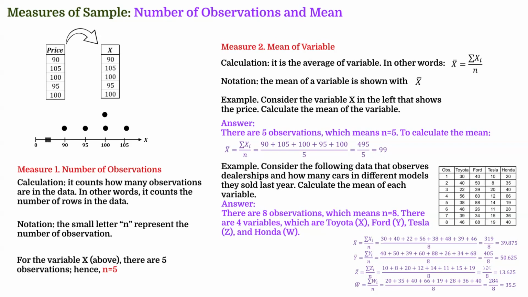And let's skip to the Honda W. Summation of its values are 20, 35, all the way to 40. We sum them together divided by 8, which is 284 divided by 8, which is 35.5.